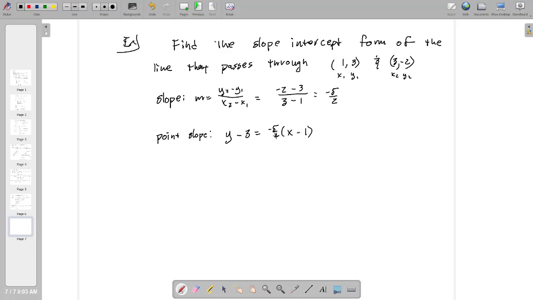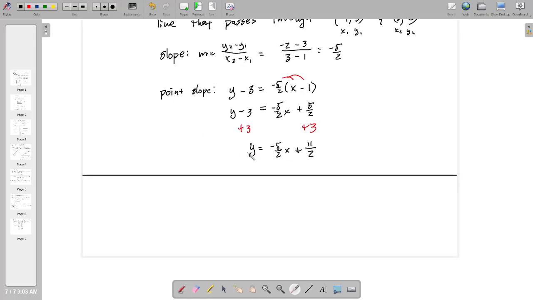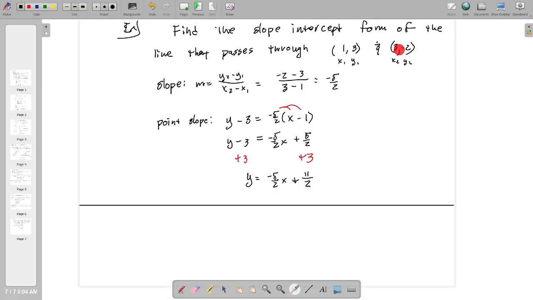So we distribute our -5/2, and then we add 3. So we end up with y equals -5/2 x plus 11/2. Remember that 3 is the same thing as 6/2. So when we're adding 6/2 to 5/2, we get 11/2. Now this is the slope-intercept form of the line. Again, it doesn't matter which point you use, you'll end up with this as your slope-intercept form.